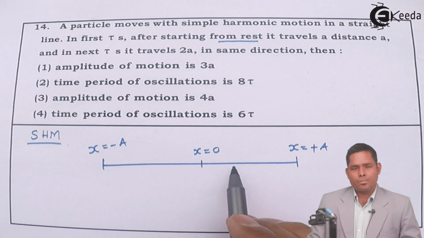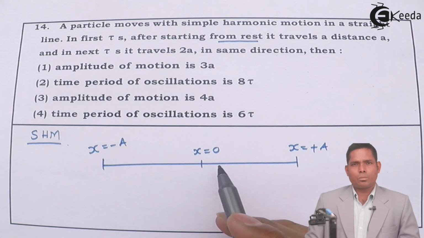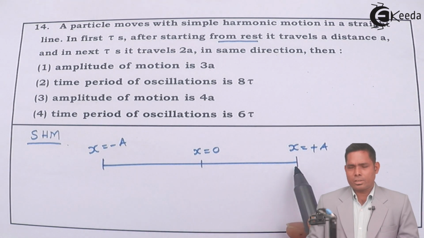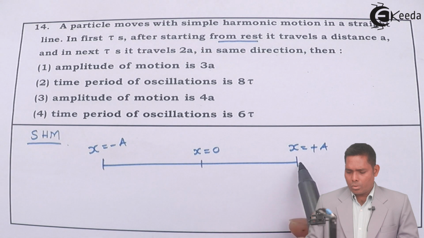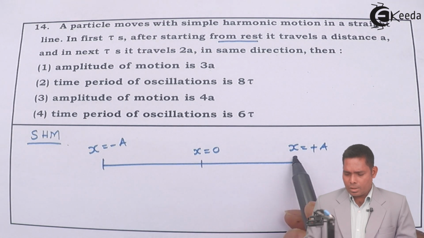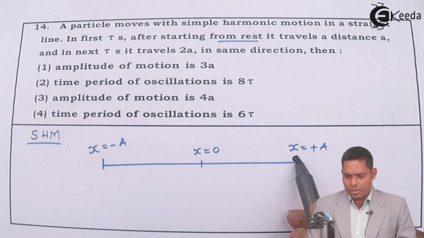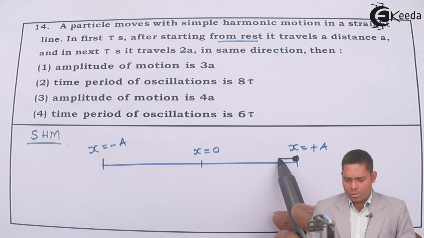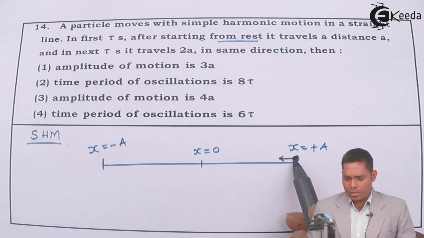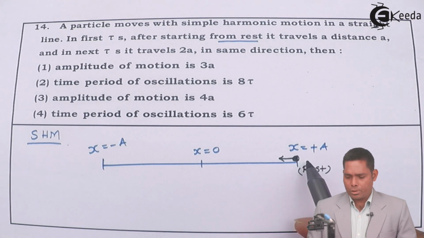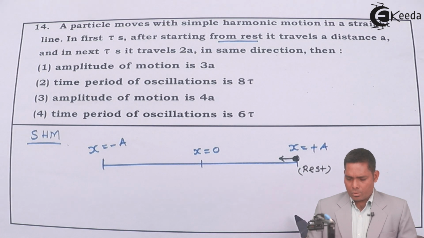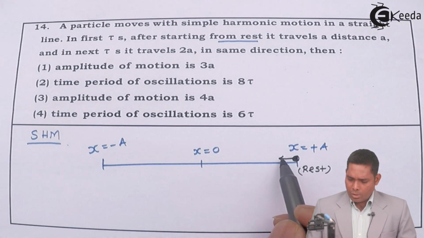We know that in SHM the particle comes to rest momentarily at the extreme points. So suppose this is the right extreme, and the particle starts its motion from here with initial velocity 0, because this is a position where the particle is at rest. So the motion is starting from the extreme right position.